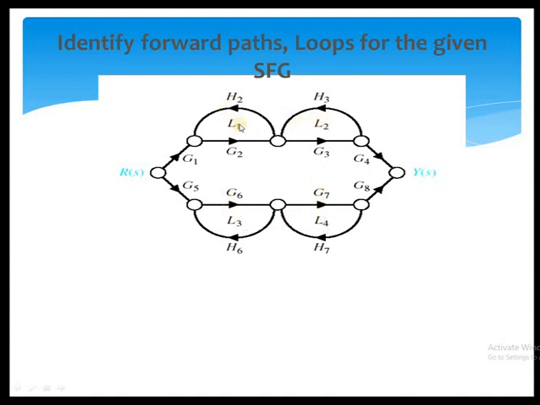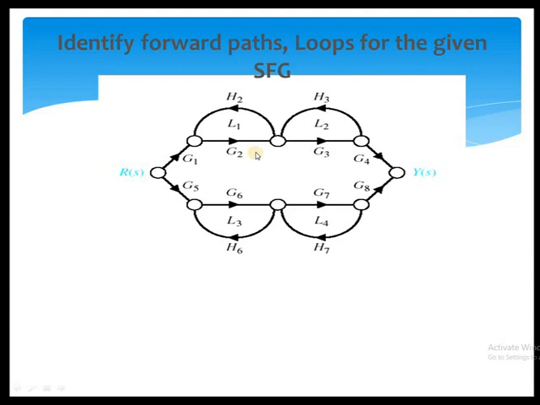What are the conditions of these loops? L1 and L2 are touching loops. L1 and L3 are non-touching loops because there is no common node. L1 and L4 are non-touching loops. So with the combination of L1, we have 2 non-touching pairs. What about L2? L2 with L3 is also non-touching, and L2 with L4 is also non-touching. So with L2, another 2 combinations. What about L3? L3 with L4 has a common node, so they are not non-touching. So totally we have 4 non-touching loop pairs.